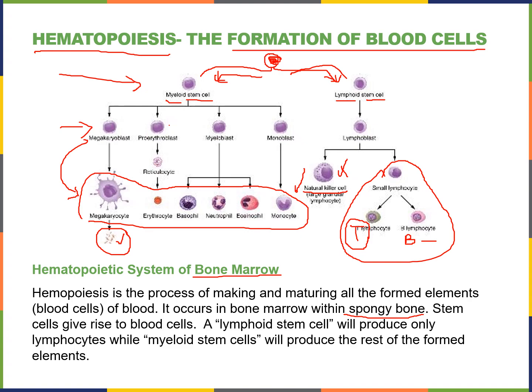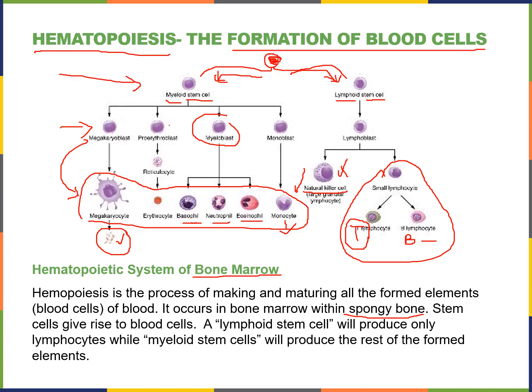Then there is another one here, something called a myeloblast, that differentiates to give you 3 different types of cells, all which have the ending "phil" in their name. Basophil, neutrophil, eosinophil. Watch out for these. They will come back in our discussion of the immune system. And then a monoblast gives you what is called a monocyte.